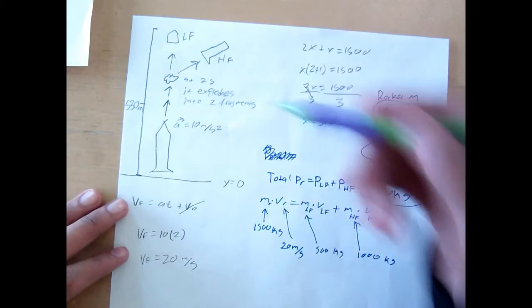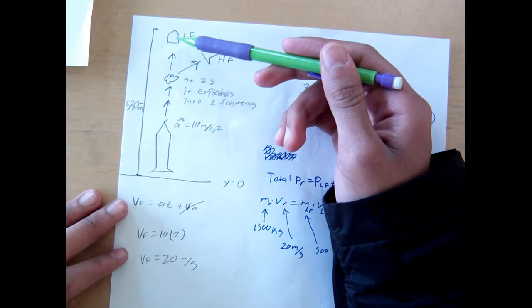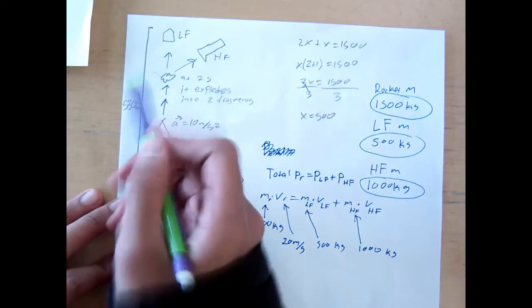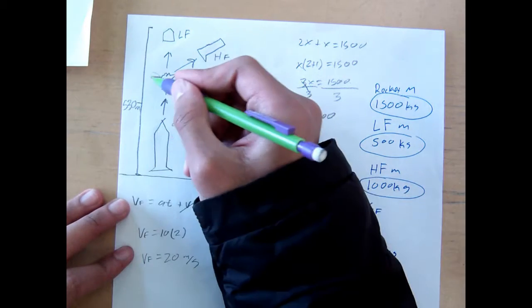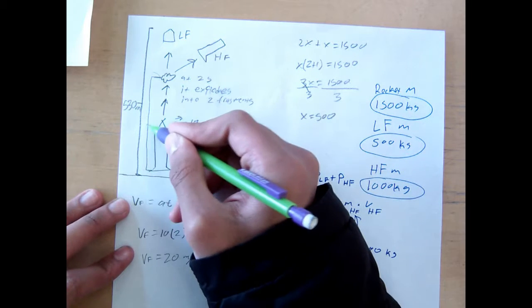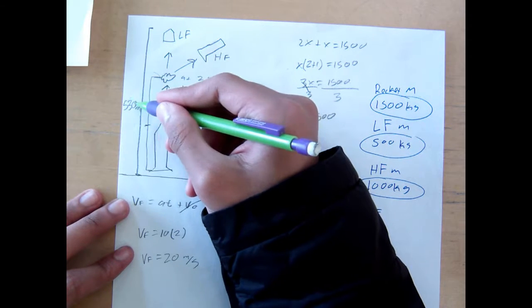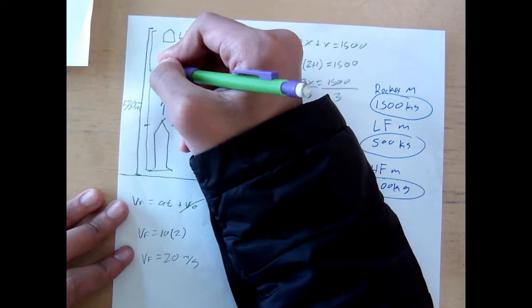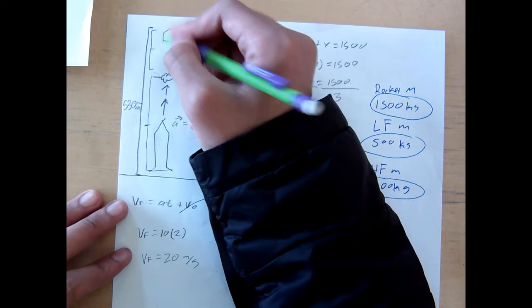So to find the velocity of the lighter fragment, we first need to find the distance from here to here, and then we could subtract this from that, and we could find this distance. Then we can use an equation to find the velocity.